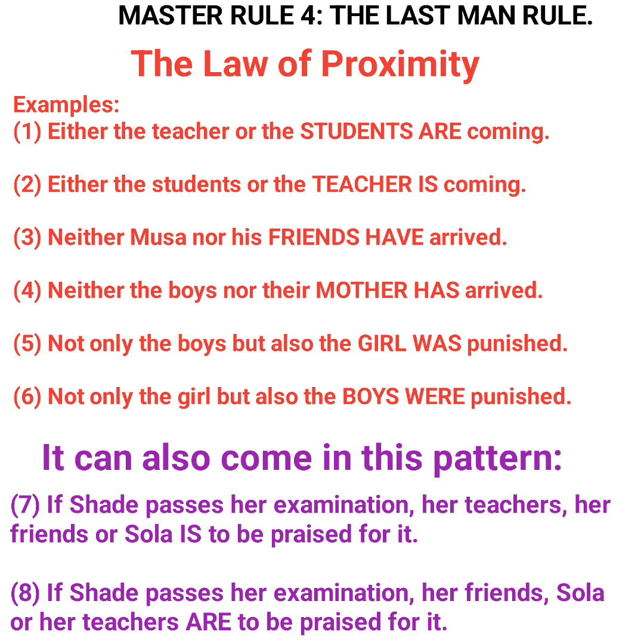It can also come in a different pattern. For instance, if Shade passes her examination, our teachers, our friends, or Shola is to be praised, because Shola here is nearest to the verb "is," and Shola is a singular subject. That's why we use "is." In the last example, number 8, teachers is next to the verb "are," and teachers is a plural subject, that's why we use the plural verb "are." So that's called the law of nearness or the law of proximity.